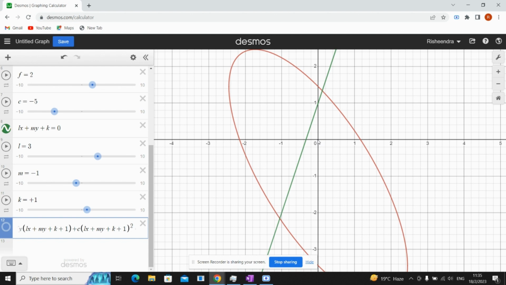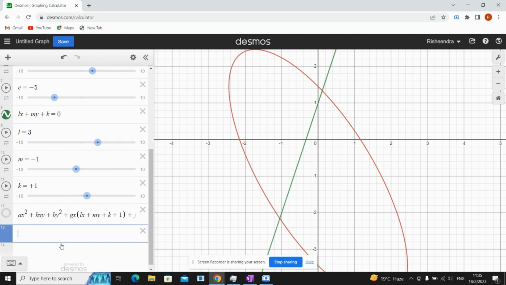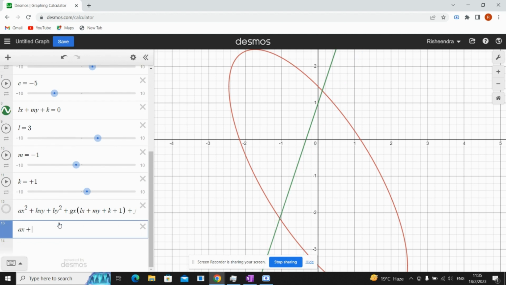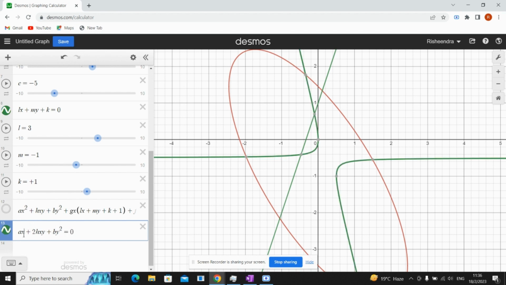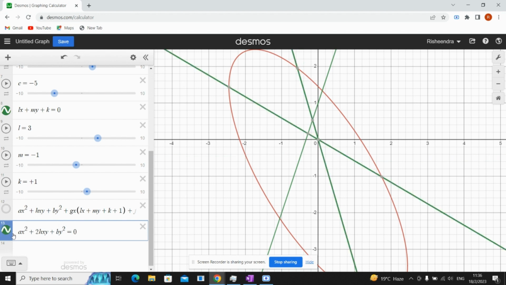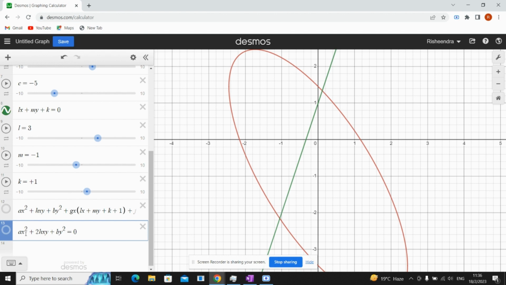What is the general form of a pair of straight lines passing through the origin? It is ax square plus 2hxy plus by square equals 0. Look at this. Ax square plus 2hxy plus by square is equals to 0, which means there are no constants or any single digit terms.